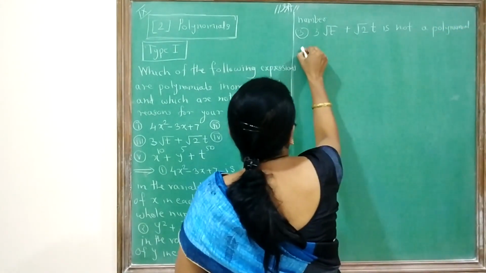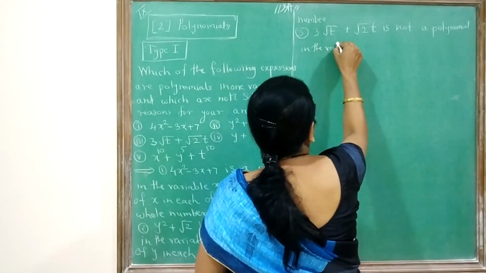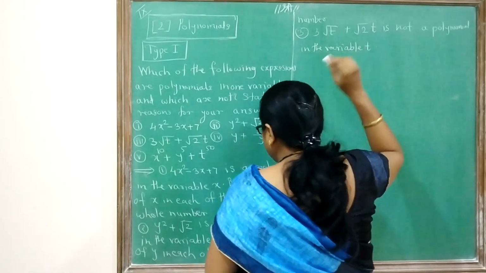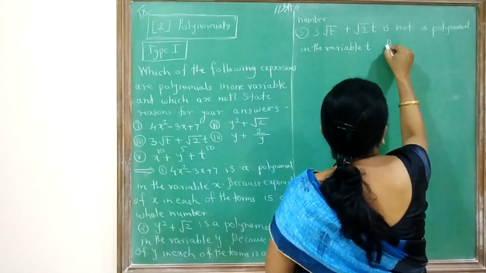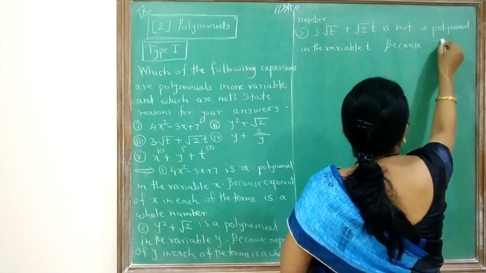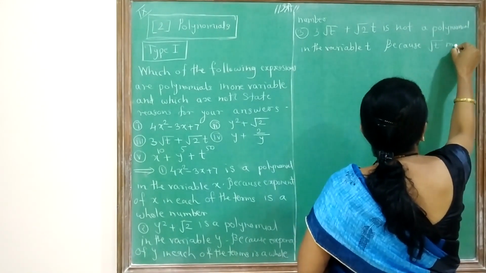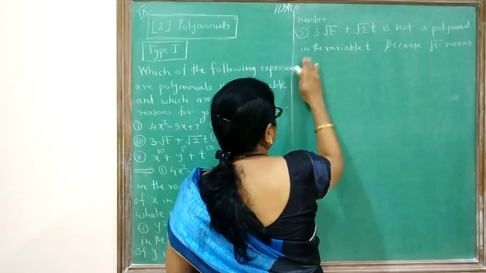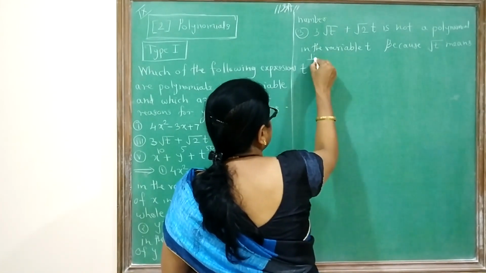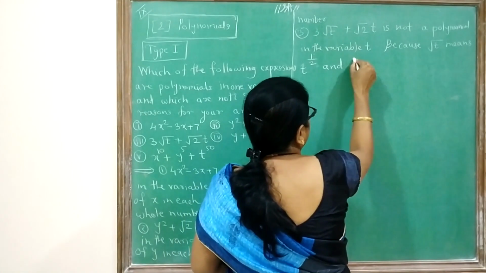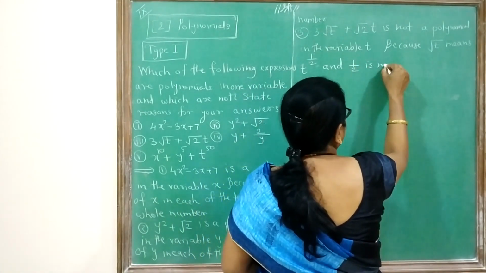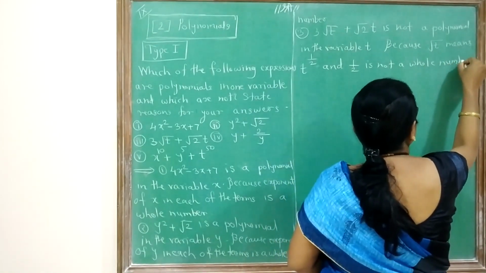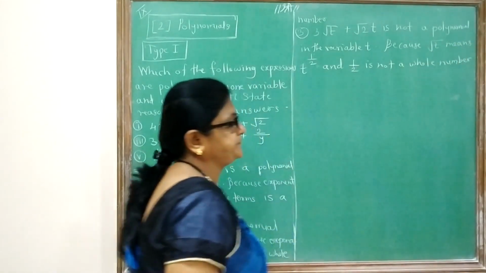Not a polynomial in the variable t, because root t means t raised to 1 half, and 1 half is not a whole number.